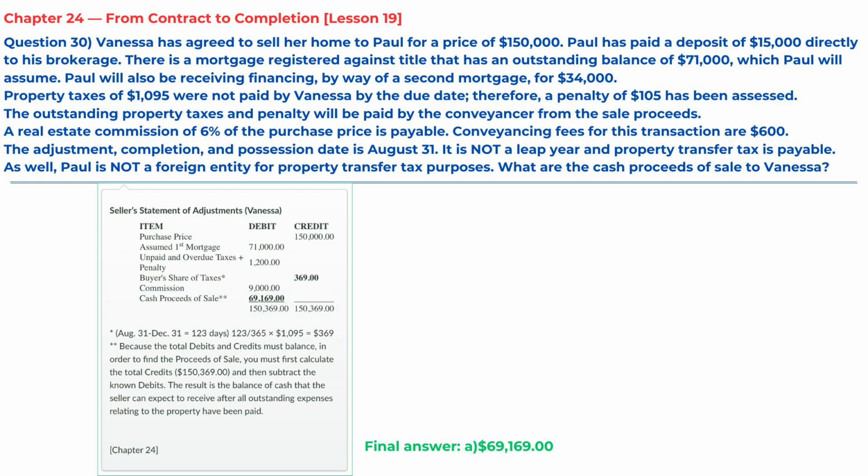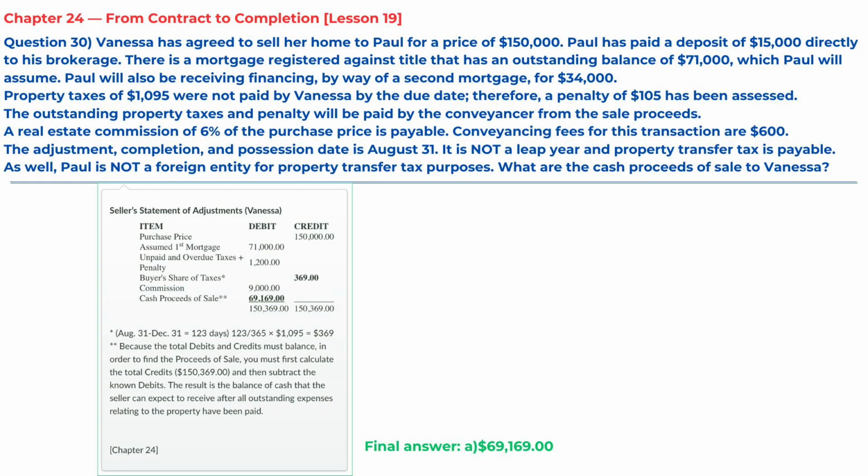A real estate commission of 6% of the purchase price is payable. Conveyancing fees for this transaction are $600. The adjustment, completion, and possession date is August 31st. It is not a leap year, and property transfer tax is payable. As well, Paul is not a foreign entity for property transfer tax purposes. What are the cash proceeds of sale to Vanessa?